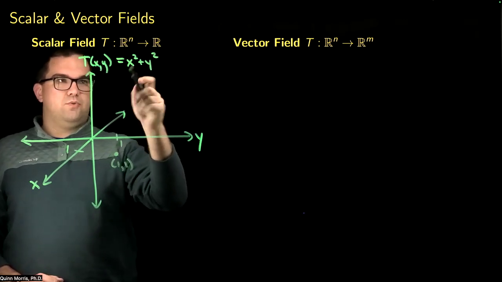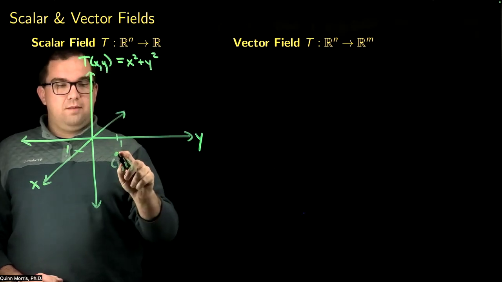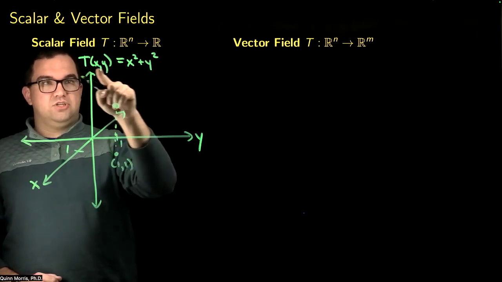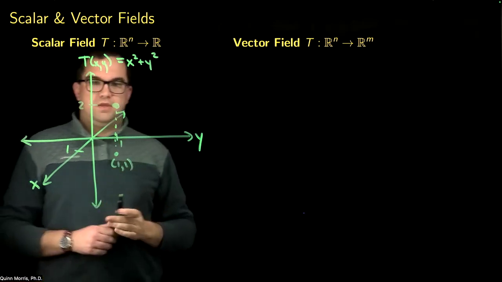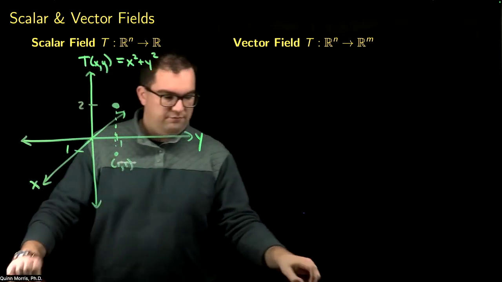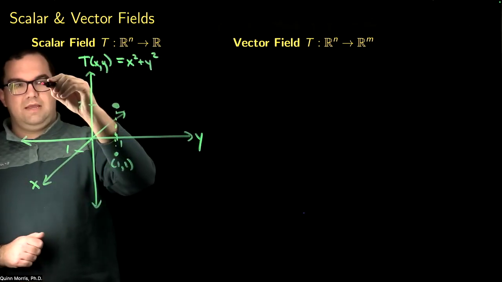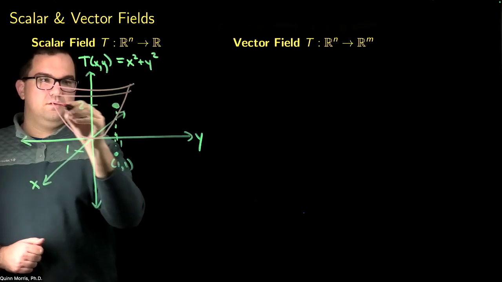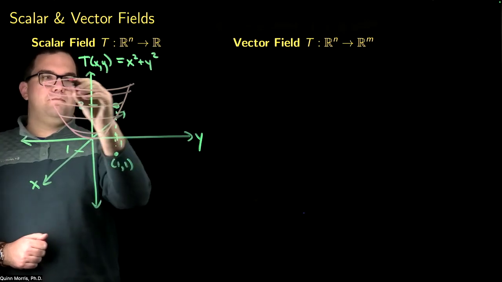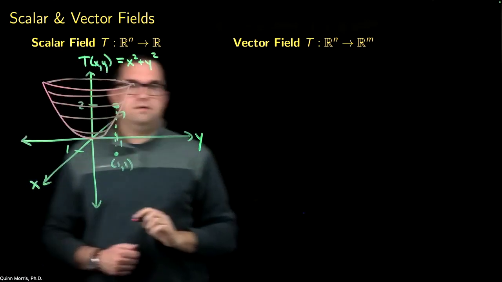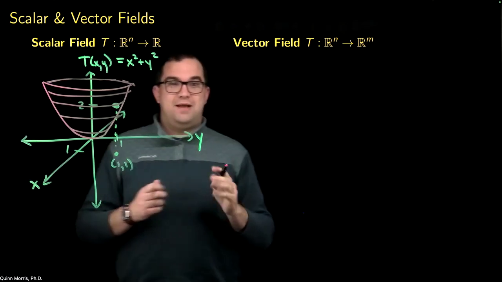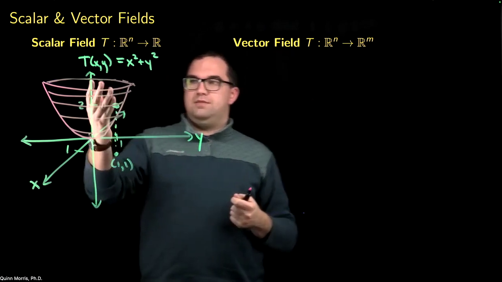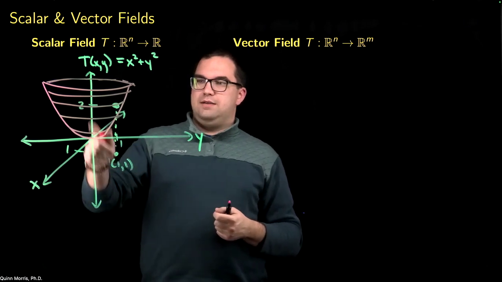So 1 squared plus 1 squared gives me 2. And so then I go up, and the height of this point, which now lies on the surface of this function, is 2. And for this particular scalar field, if I was to do this, I would get a surface that looks something like this. So we call this a paraboloid. Imagine you take a parabola in the plane and just rotate it around the z-axis, and this gives you this sort of figure.